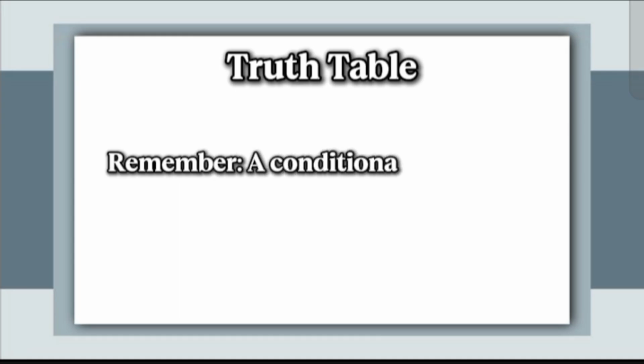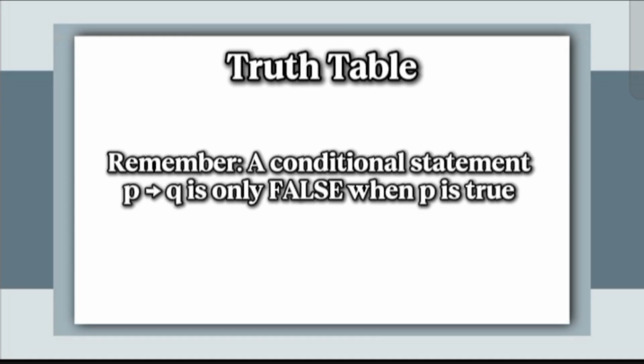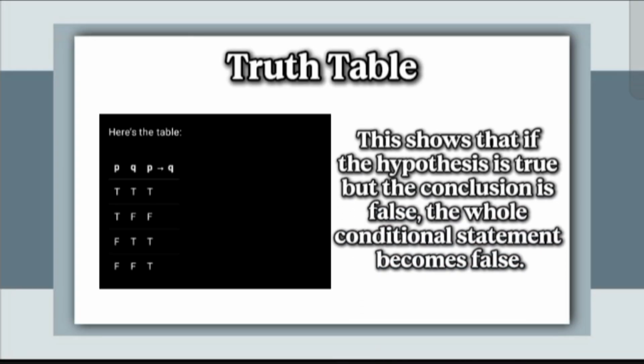Now that we know the forms and examples, let's check the truth values of a conditional proposition using a truth table. Remember, a conditional statement, P then Q, is only false when P is true and Q is false. This shows that if the hypothesis is true but the conclusion is false, the whole conditional statement becomes false.